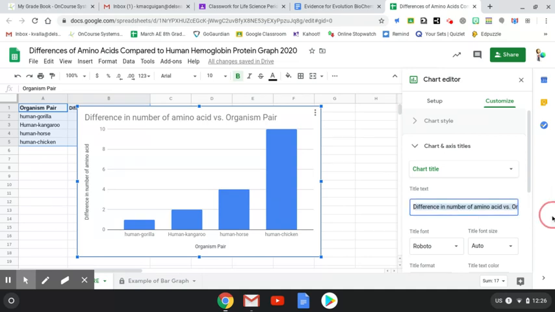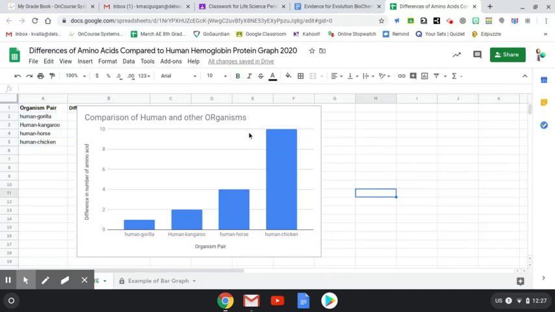I would do something along the lines of comparison of human and other organisms. Well, it's really giving me issues today. Okay, just be descriptive and specific. You can see here, these are your units, how many differences, that's your pair. And then you can X out of this and it will post. Okay, so that's your graph.